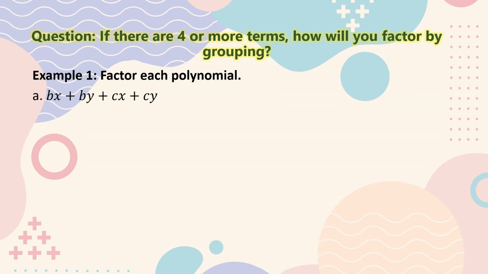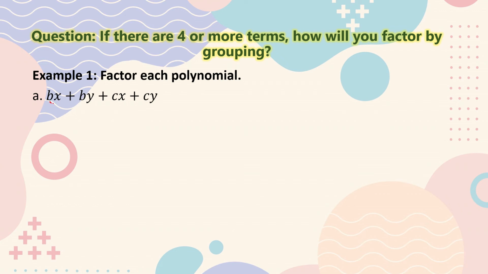So if there are four or more terms, the question now is how will you factor by grouping? Here's an example: bx plus by plus cx plus cy. Notice that this time, there are four terms separated by the plus. The concept of factoring by grouping is about rearranging and grouping some terms together. One such way is by grouping terms with a common factor.